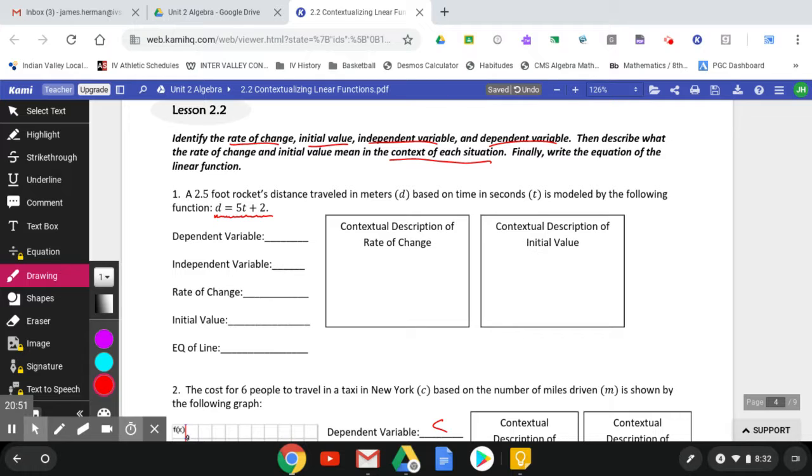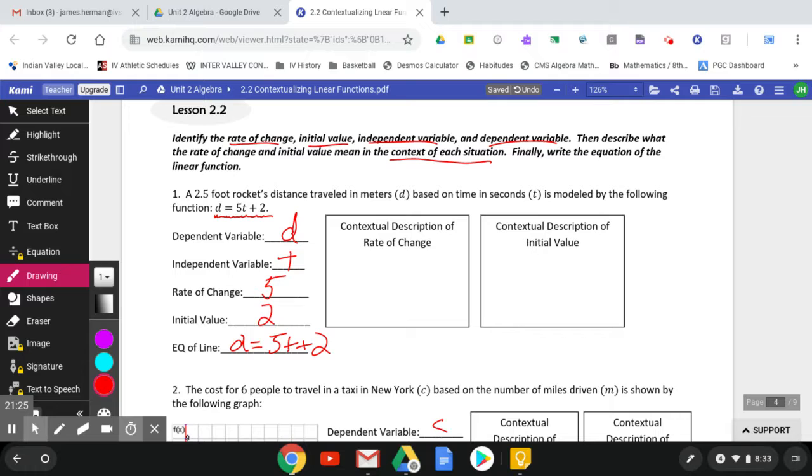What is my dependent variable? Time or t. I'm sorry, my dependent variable, not independent. That's wrong. It's not t, it is d as in dog. The distance. What is the independent? t, the time. What is the rate of change? What is my initial value? What is the equation of the line?